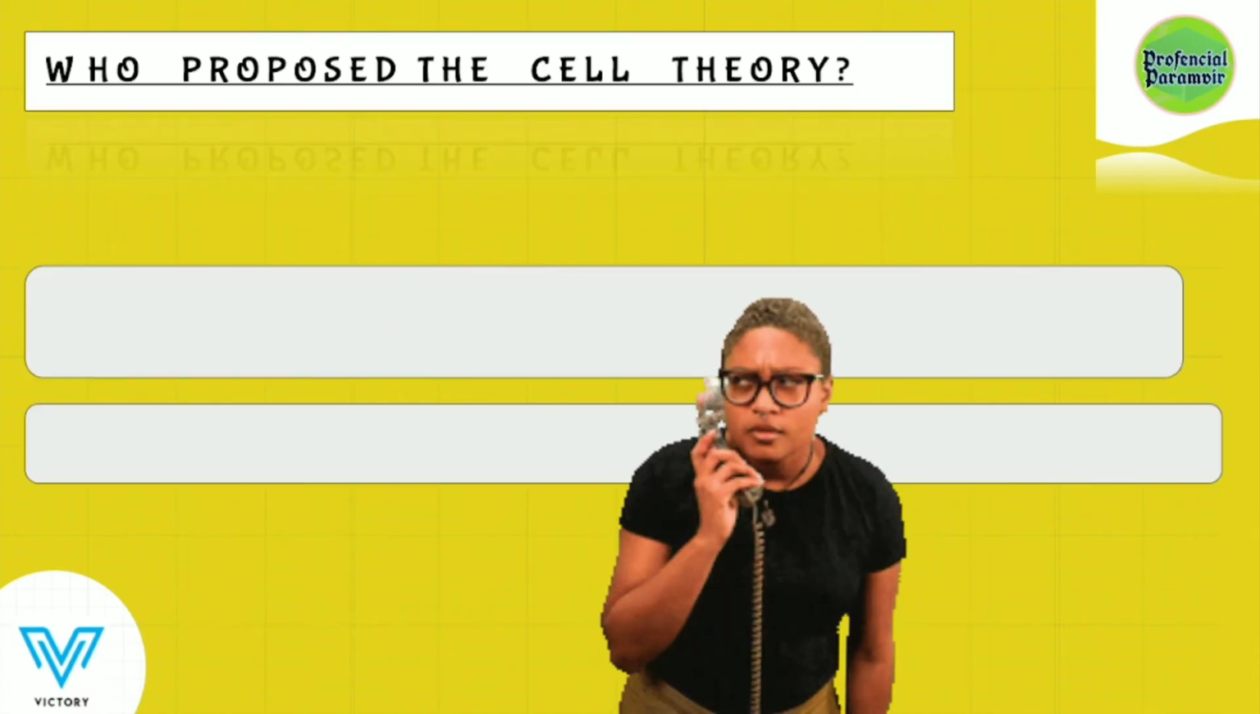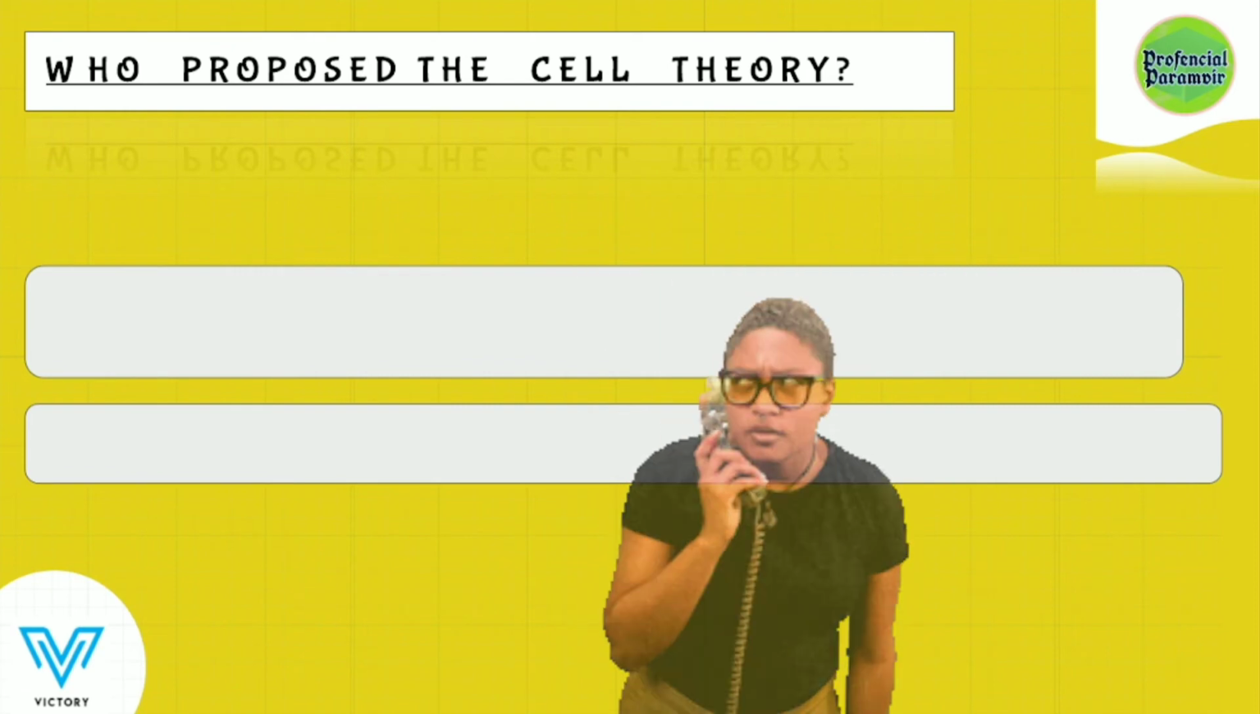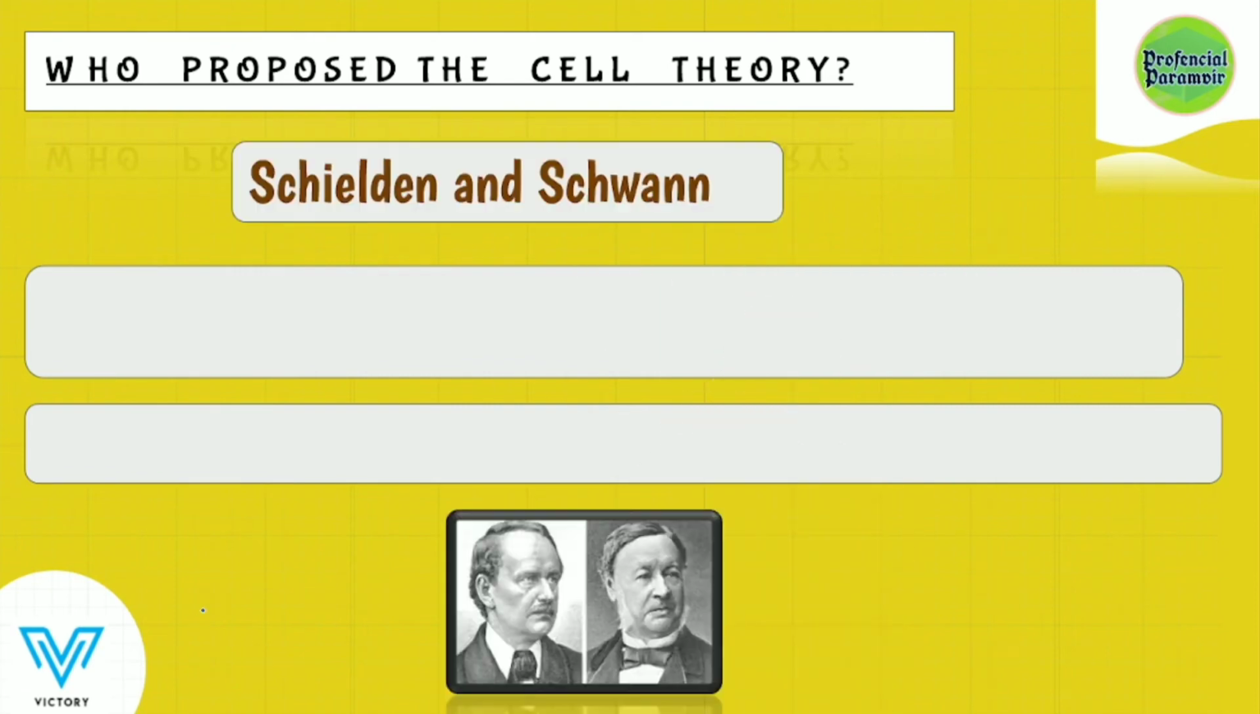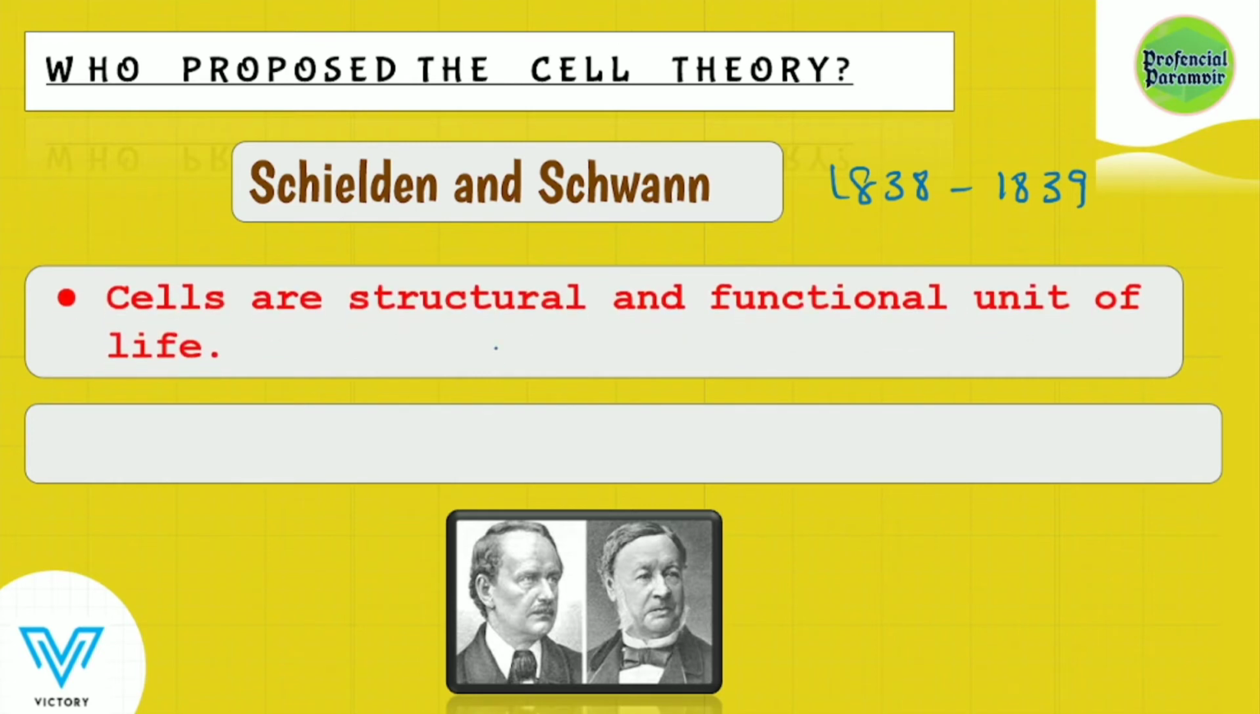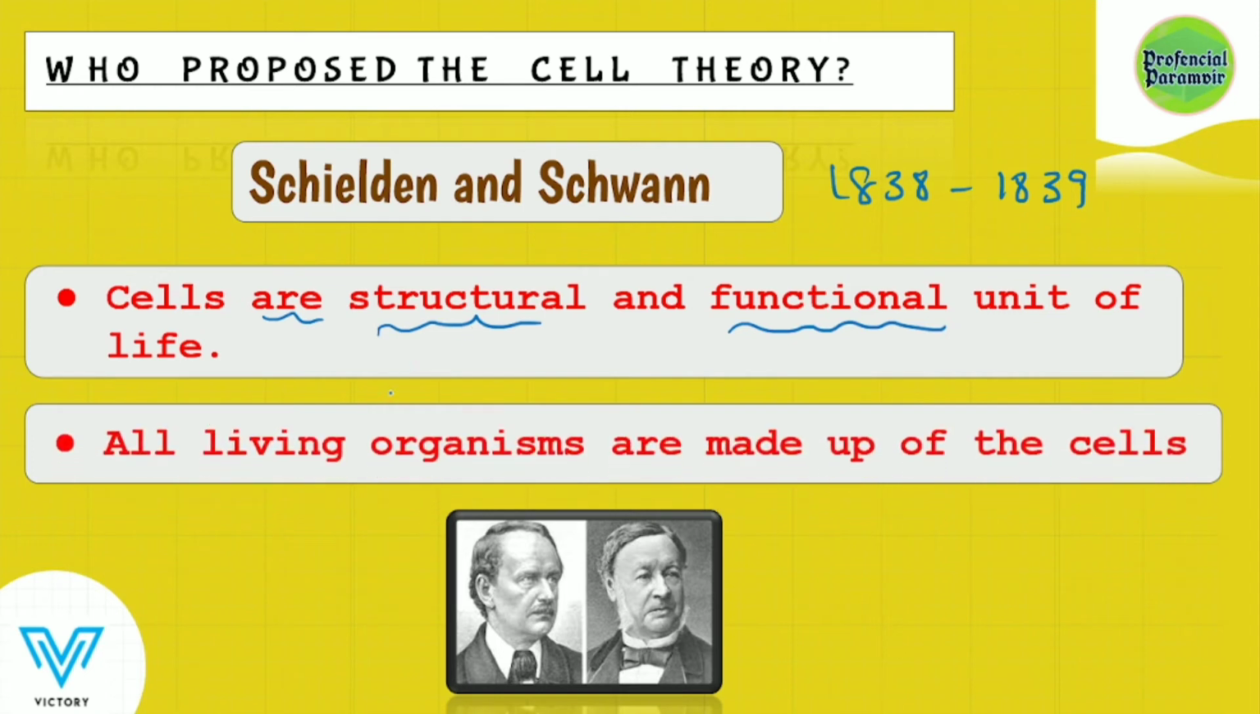Now let us see who proposed the cell theory. This is a very important topic of this chapter. In the year 1838 and 1839, the cell theory was proposed by Schleiden and Schwann. They stated that cells are the structural and functional unit of life, which I told you about in the beginning of this video, and that all living organisms are made up of cells.